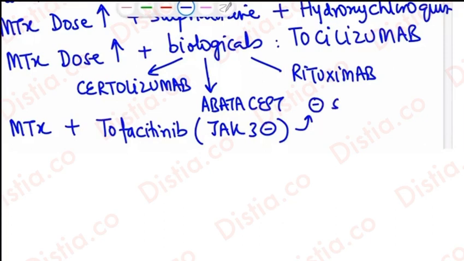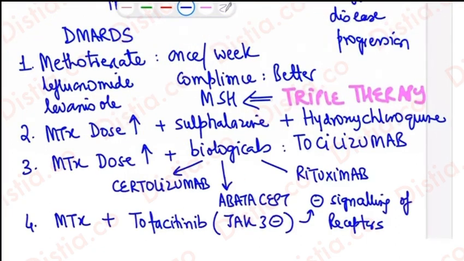I'll just write the theory part here. I mean, if he asks how does tofacitinib act, your primary answer would be it will inhibit the signaling of the receptors for the various cytokines which are involved in the disease process. Let's just quickly recap. What is your approach? Methotrexate forms the mainstay. That is why it's going to be answered by you as the drug of choice.